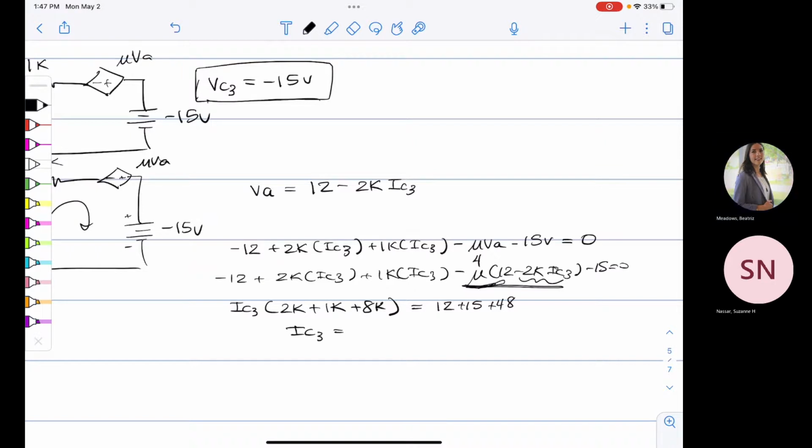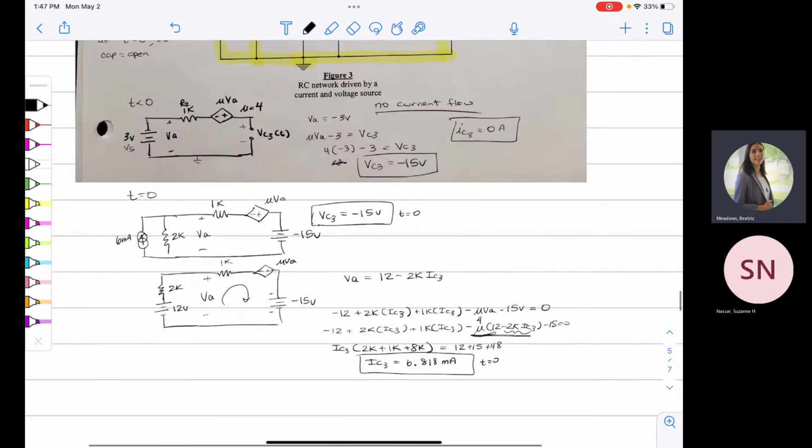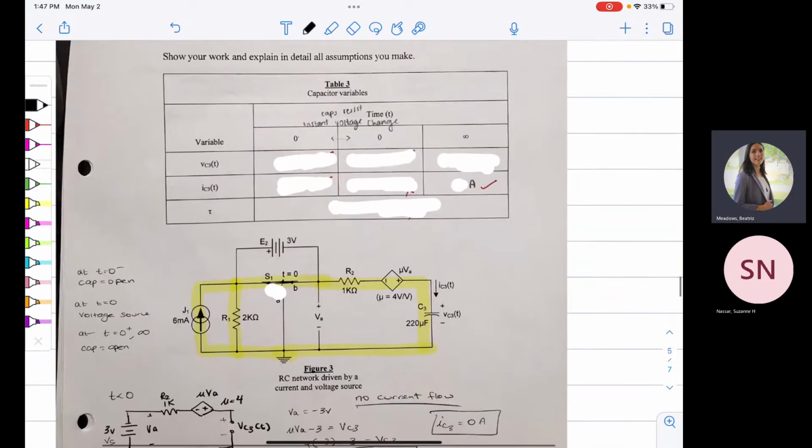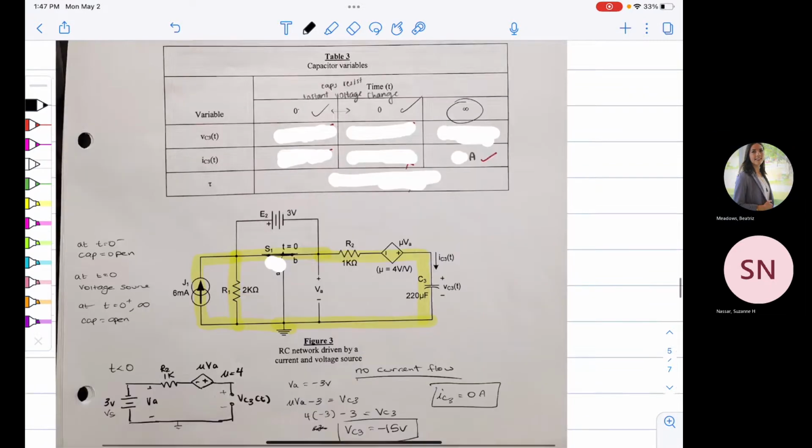Over 11K, right? So that's like 6.818 milliamps, right? So this is that t equal to 0, right? So that's the second set. So we've already filled out this, and now we're on to this one.